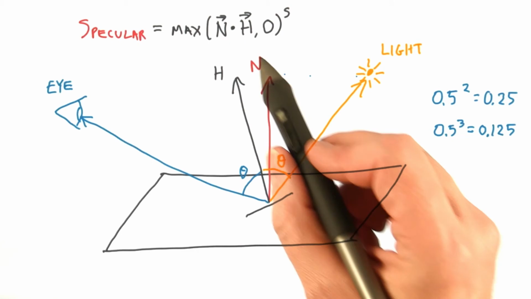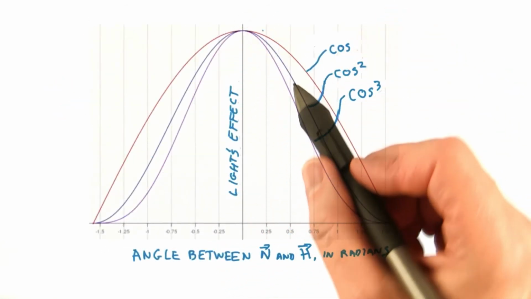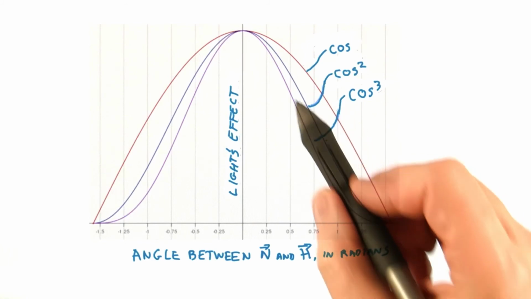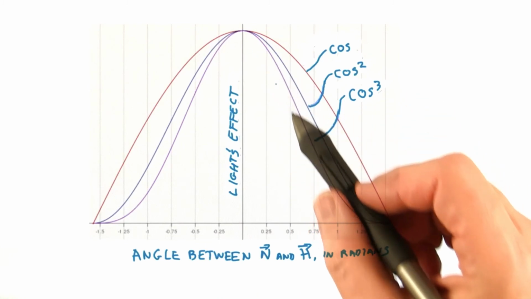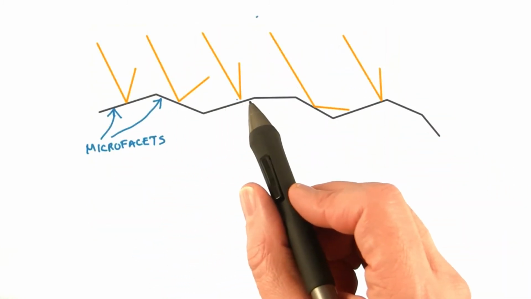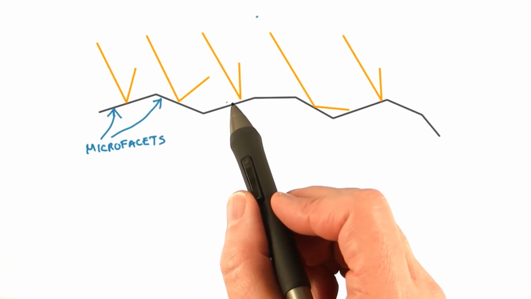By raising this term to a higher power, the object appears shinier. We can see this in a graph of n dot h versus the specular intensity. As the cosine power rises, this lobe becomes tighter and tighter and gets sharper. What the half-angle represents is the distribution of microfacets on a surface. A microfacet is a way of thinking how a material reflects light.